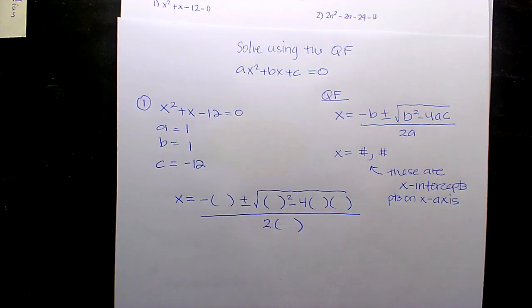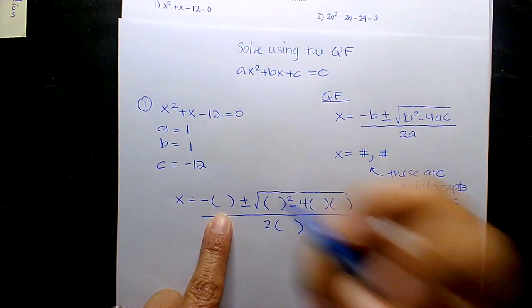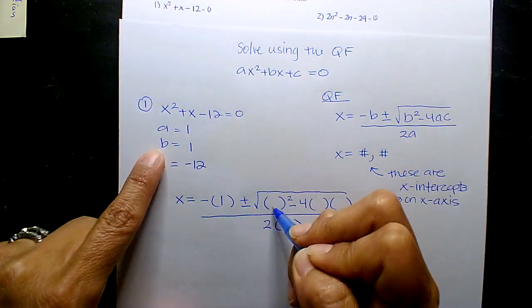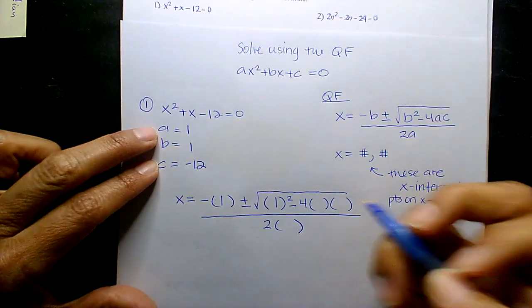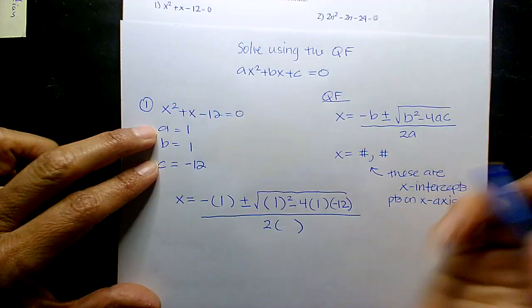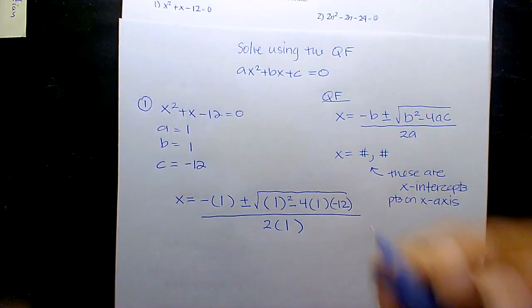Okay. So minus b is 1. B squared, 1, 4ac, 1, negative 12, 2a, 1.